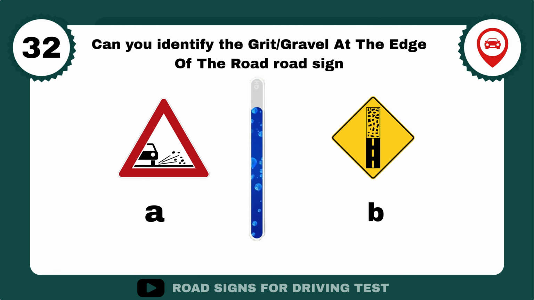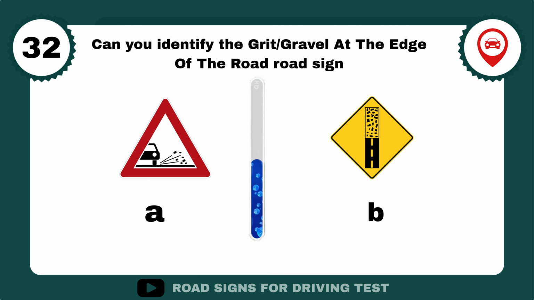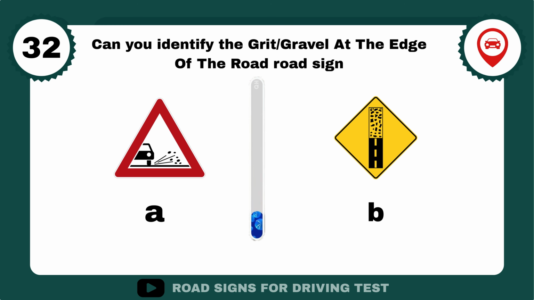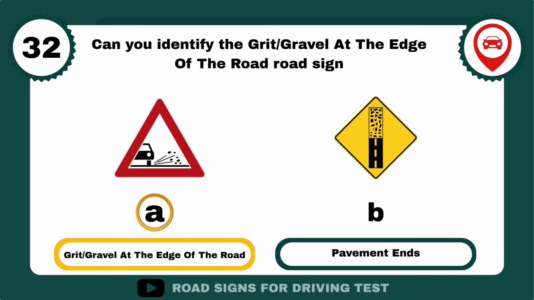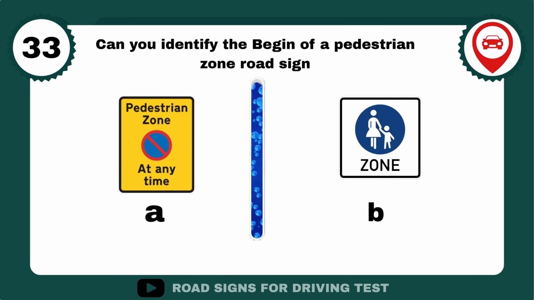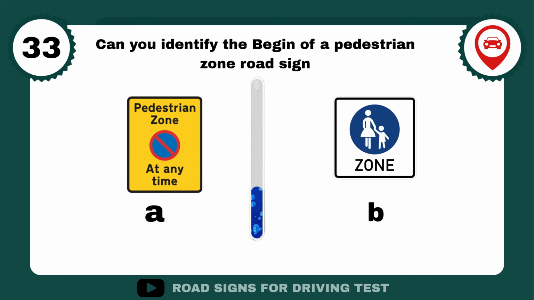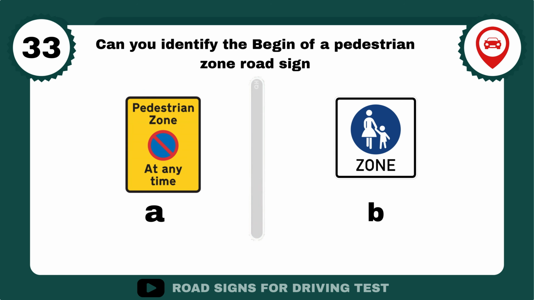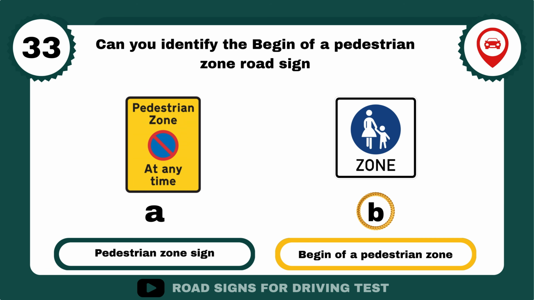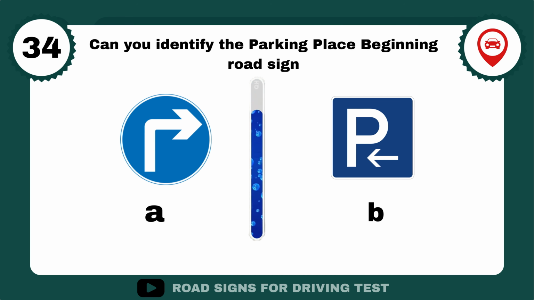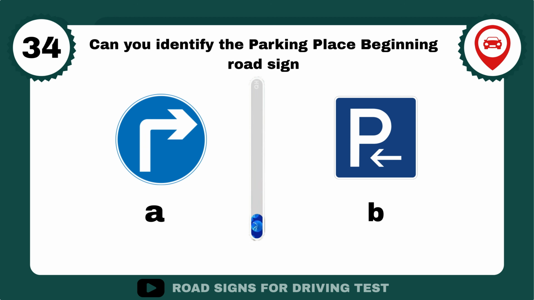Where's the sign for grit or gravel at the road's edge? A. Which sign marks the start of a pedestrian zone? B. Pick the sign for the beginning of a parking place. B.